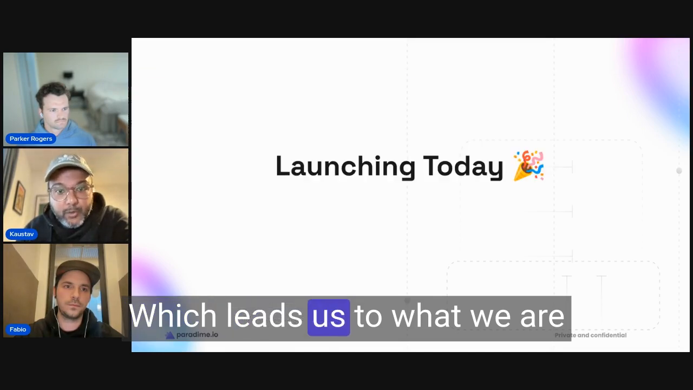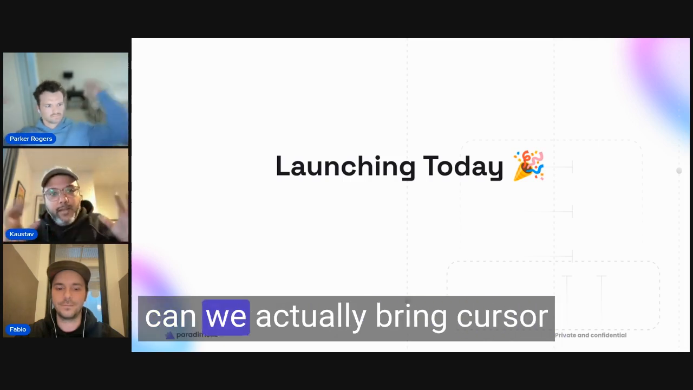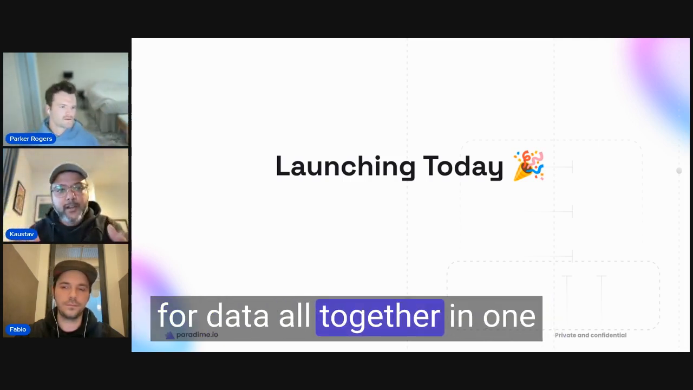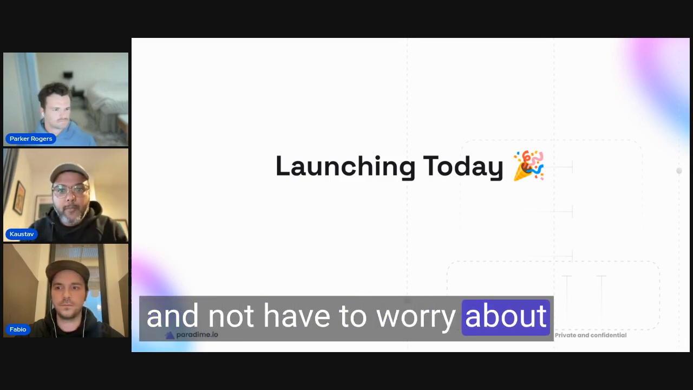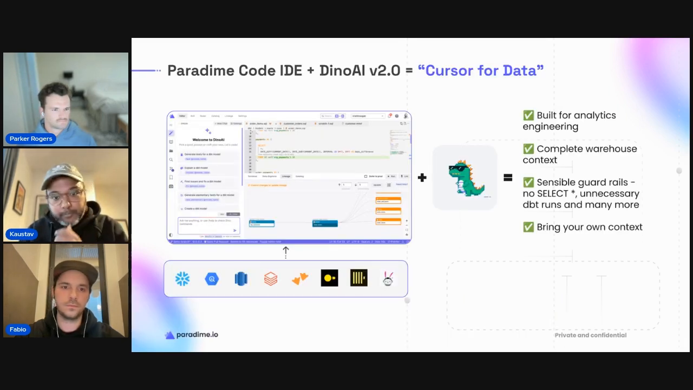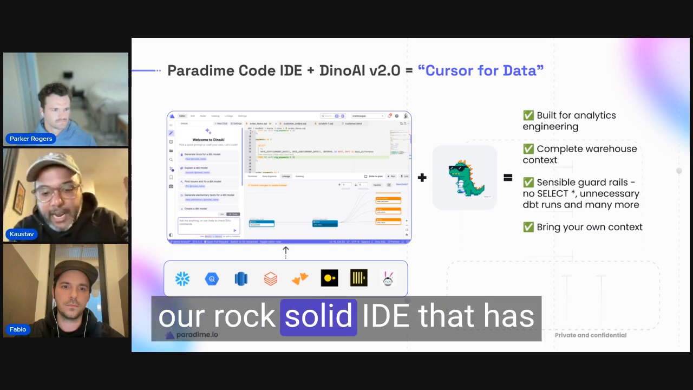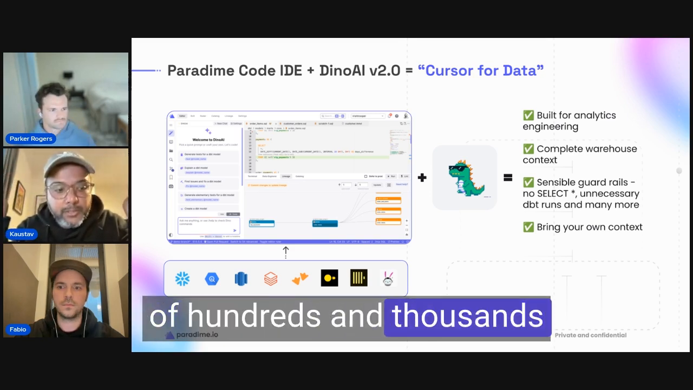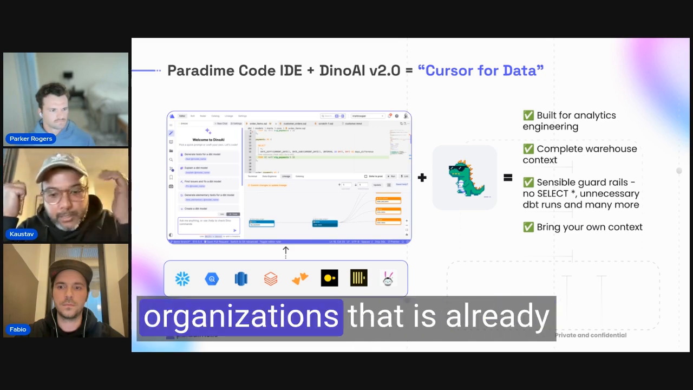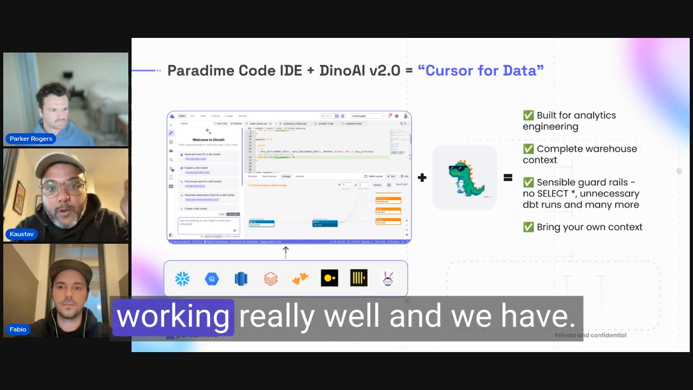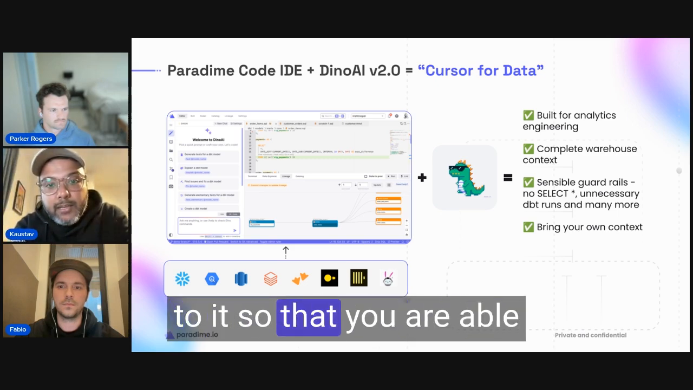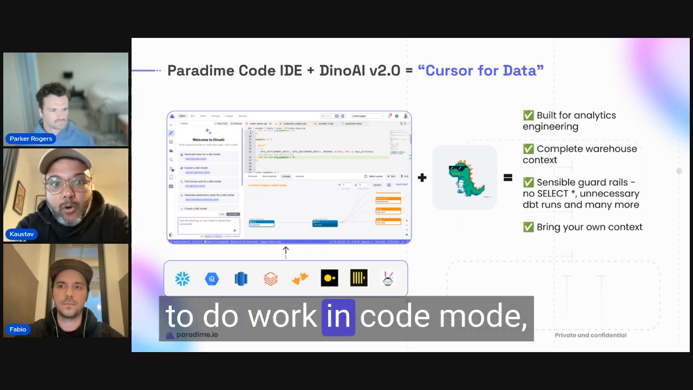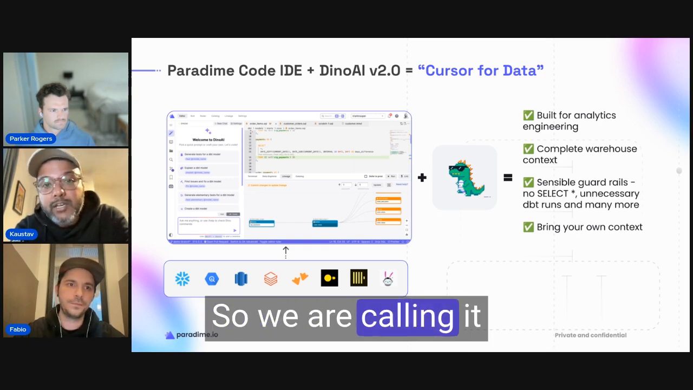which leads us to what we are launching today, which is how can we bring Cursor for data all together in one single place so that you can just go about building and not have to worry about any of the other things. So what are we launching today? We have taken our rock solid IDE that has been in use by hundreds of thousands of users across hundreds of organizations, that is already working really well, and we have added our Dino AI v2 to it so that you are able to do work in code mode, no longer in ask mode. So we are calling it two different modes.